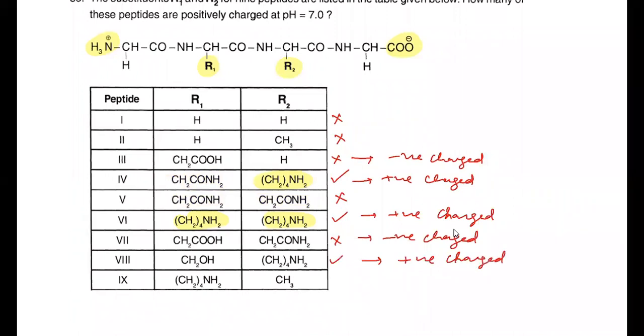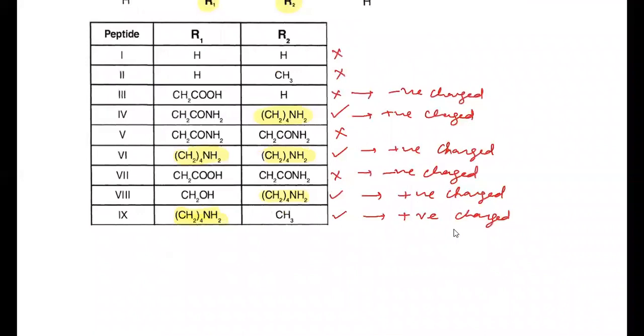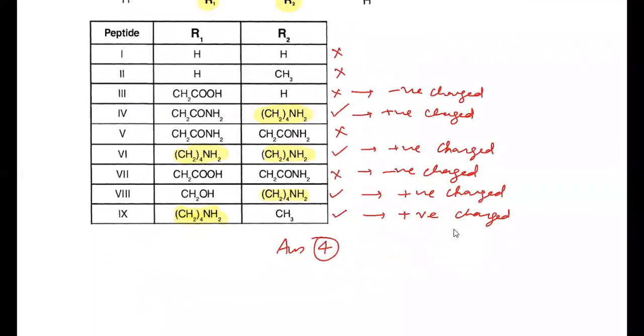In the last group, again we have an amine group and a hydrocarbon. So amine group will accept a proton, so it will again be positively charged. These are the groups which can accept proton. So your answer must be 4. Let's check the question. It's a very good question. Answer will be 4 over here. Done.